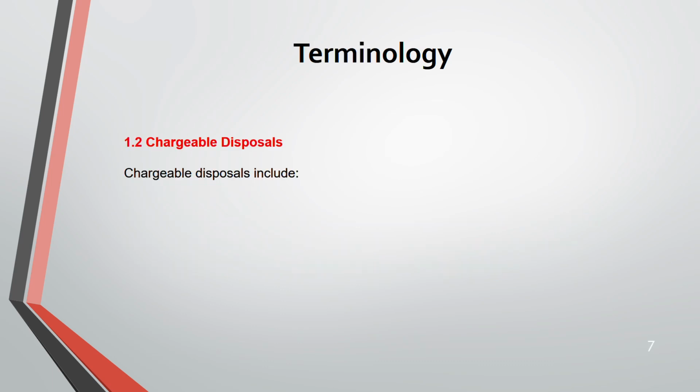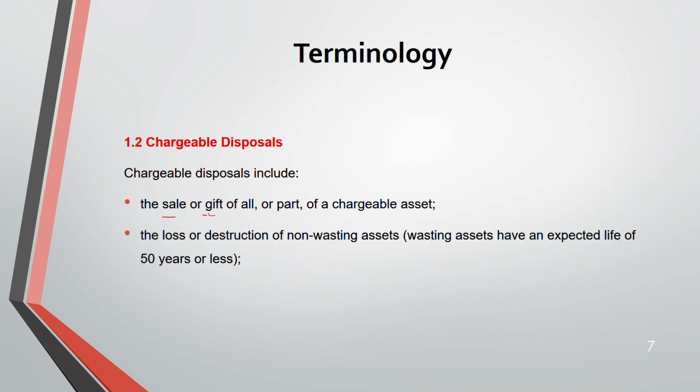Okay. Now, so chargeable disposal. It includes the sale or gift. See, it could be sale also. It could be gift also. Sale or gift of all, or part of a chargeable asset. Either you are gifting or selling all, or just a part of a chargeable asset. So these are chargeable disposals. They are charged to capital gain tax. Loss or destruction of a non-vesting asset. What is a non-vesting asset? Non-vesting asset means vesting assets have an expected life of 50 years or less.